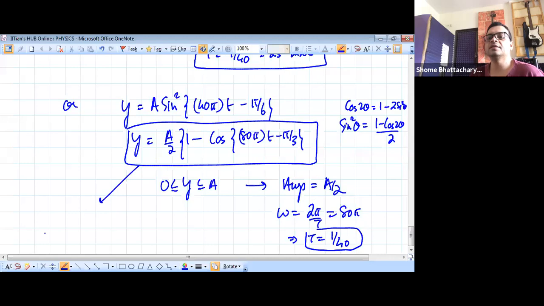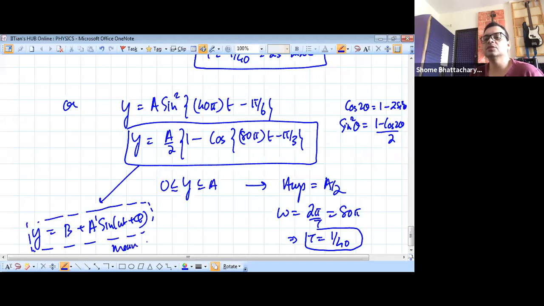So this is of the general type: y is equal to some constant, let's say b, plus some amplitude, let's say A prime, into sine omega t plus phi. This becomes that kind of SHM where the mean position is no longer at 0. The mean position is at b. This kind of SHM is where the mean position is at y equal to b, and the amplitude is equal to A prime. So that is about all these parameters: amplitude, frequency.